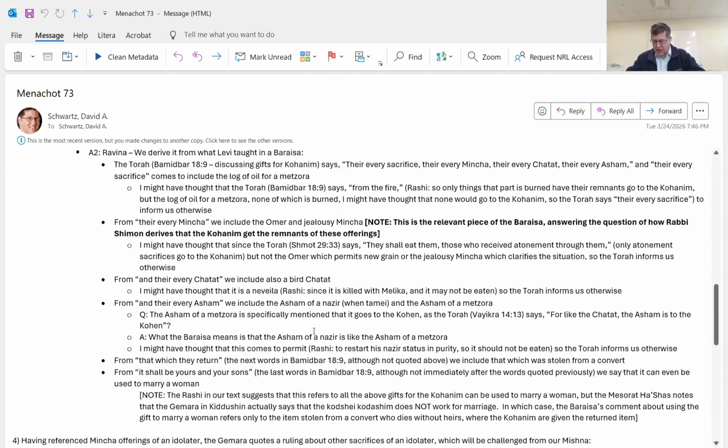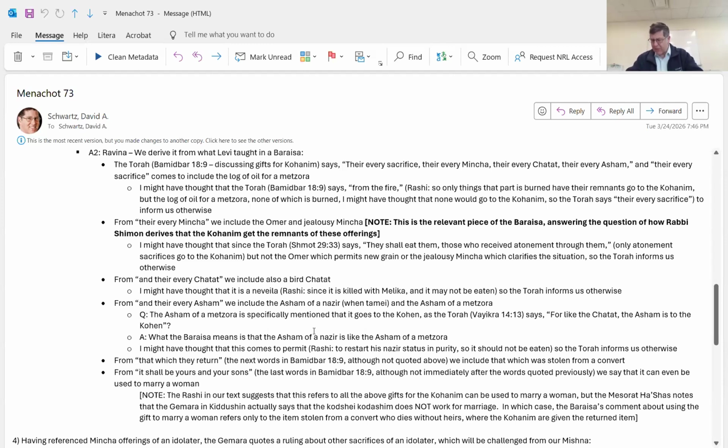Asham metzora. No, it's telling us that the asham nazir is treated like the asham metzora, meaning that it gets given to the Kohen. Now, why would you think that the asham nazir would not get given to the Kohen? Because what it is allowing you to do is to re-begin your nazir status. And so as a result, it is not an atonement of some kind. So that's why it tells us that even the asham of the tameh nazir is considered a present for the Kohen: "Asher yashivu li," that they return to me.